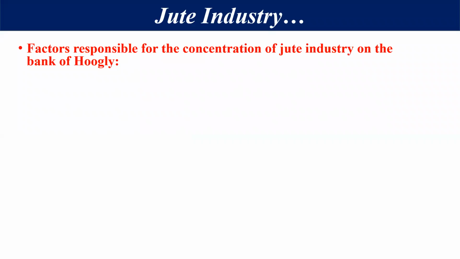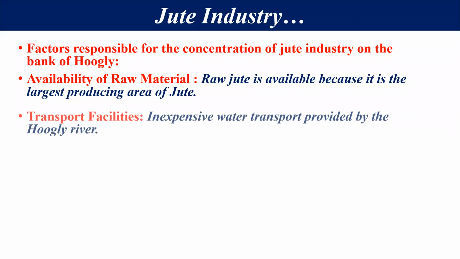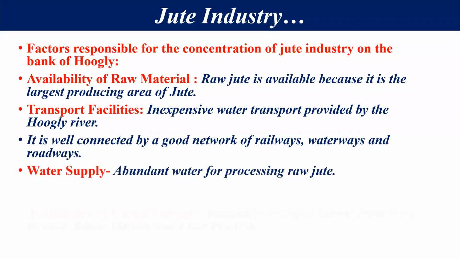Now, dear students, in the previous slide we discussed that maximum jute industries are concentrated on the bank of the Hooghly River in West Bengal, and nearly 80% of the jute mills are established in West Bengal. The question is why? So first of all, let's cover the same points which we covered in the previous video about the cotton textile mill. Let's concentrate on those points.